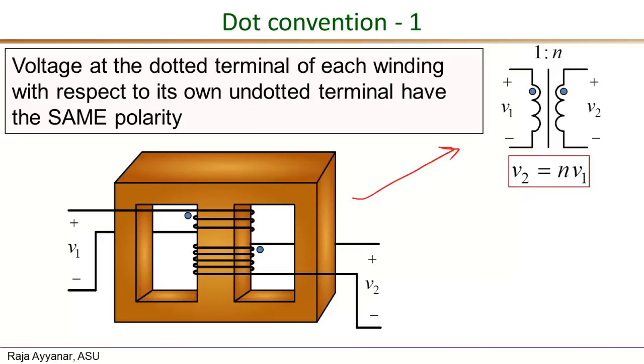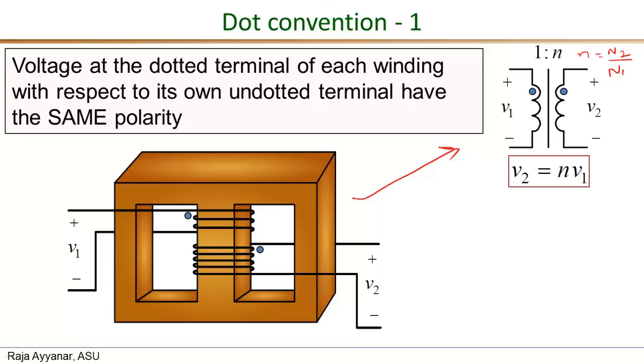Considering the turns ratio n, where n is n2, the number of turns in the secondary, over n1, the number of turns in the primary, V2 would be n times V1. So V2 is positive and V1 is positive.